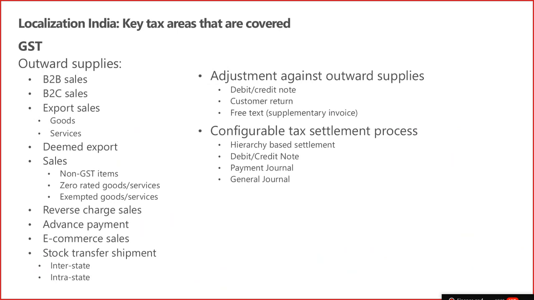Second difference is for services, there is no bill of entry, shipping bill, or bill of export required. And for goods, when you export them, a shipping bill needs to be posted. So these scenarios are taken care of in the application. Export scenario, as I stated, in normal cases will have zero tax.